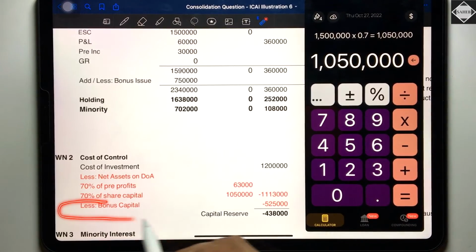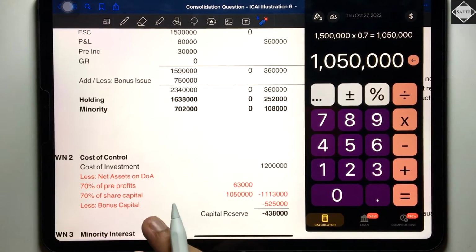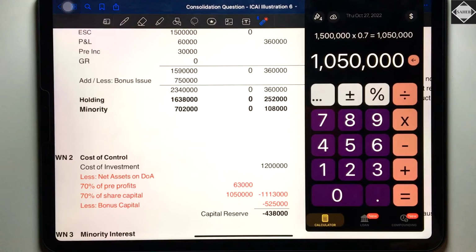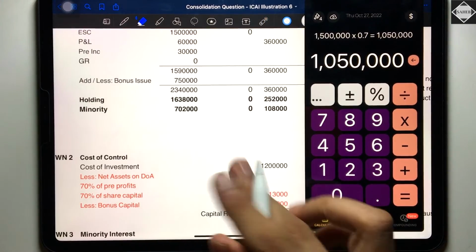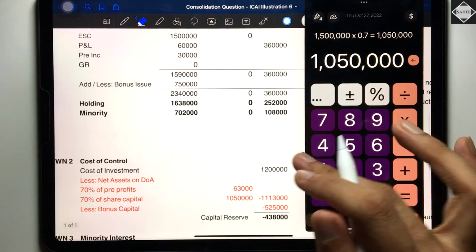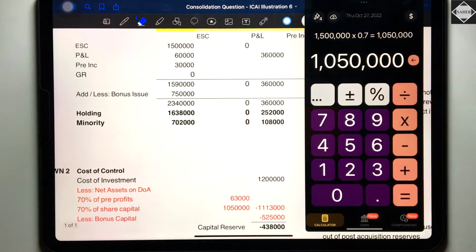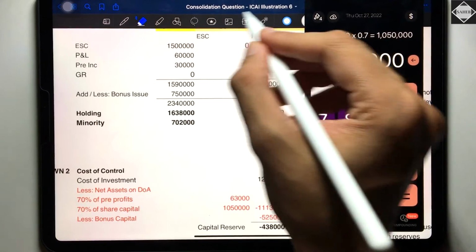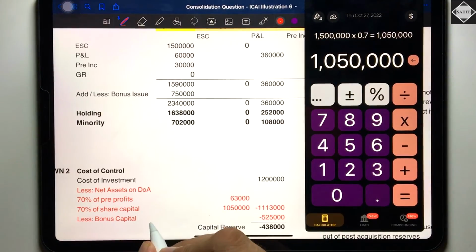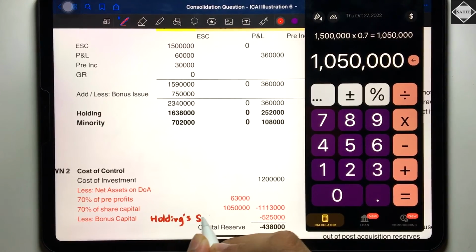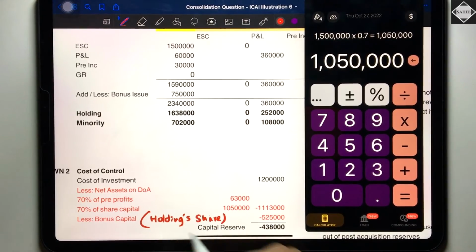And then bonus capital is subtracted separately. Always you have to subtract the bonus capital from the cost of investment in cost of control, otherwise your capital reserve or goodwill will be wrong. So how much was the bonus capital? 7,50,000. But for holding, only the holding share will be taken, not everyone's share. Only the holding share you have to take.